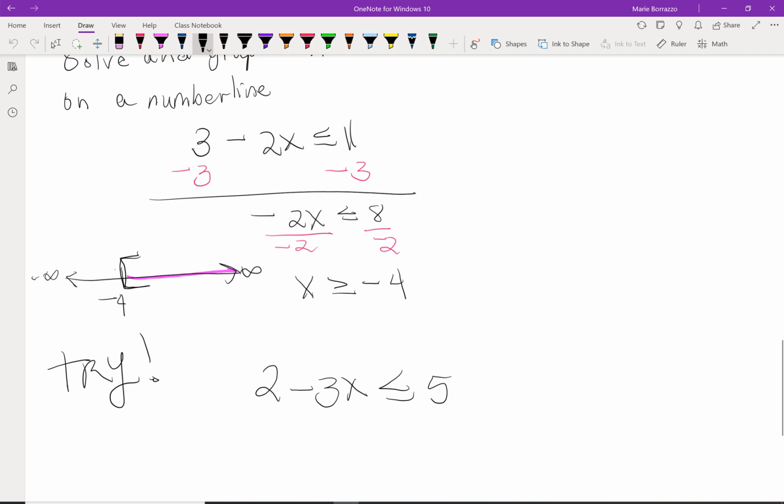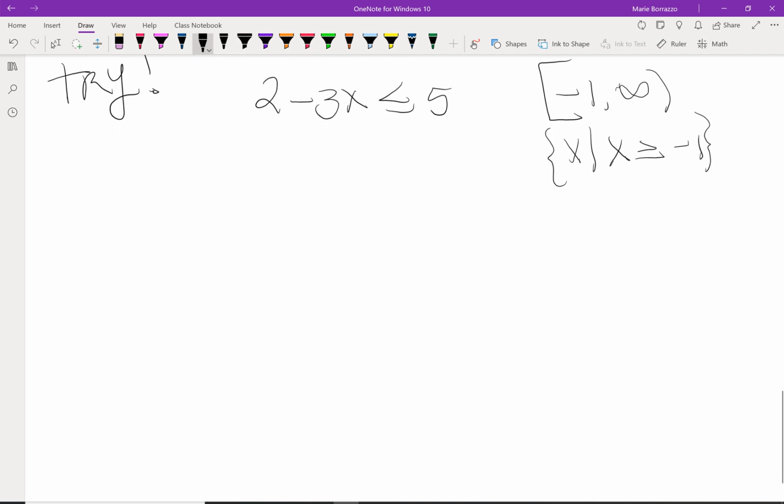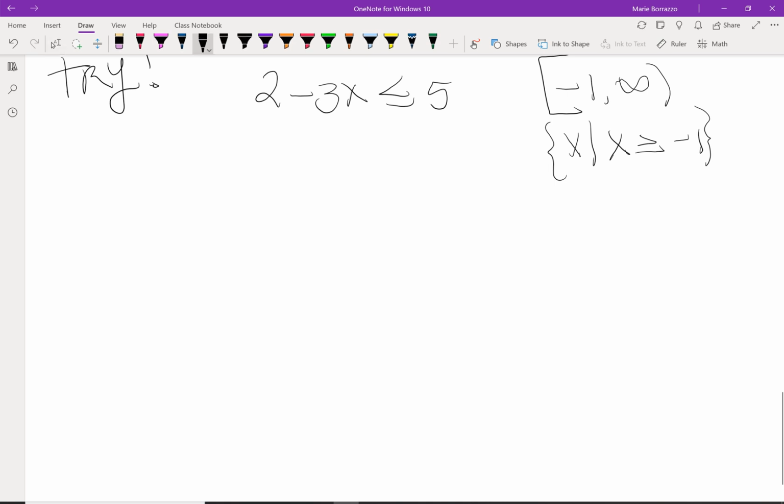Okay, pause the video. I'm going to give you the solution. Your solution should be negative 1 comma infinity. For interval notation, for set notation, you should have x is in the set of values where x is greater than or equal to negative 1. All right, sorry about that. Here's example 4. We are solving a linear inequality.